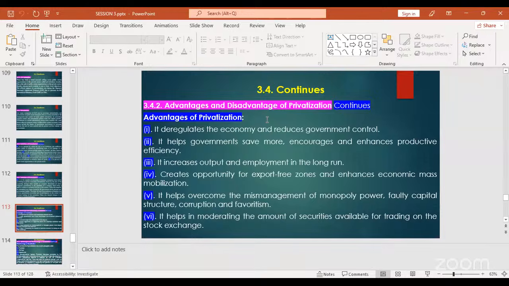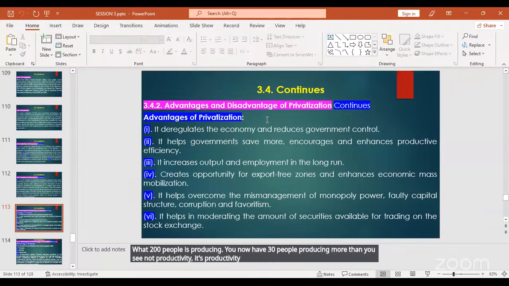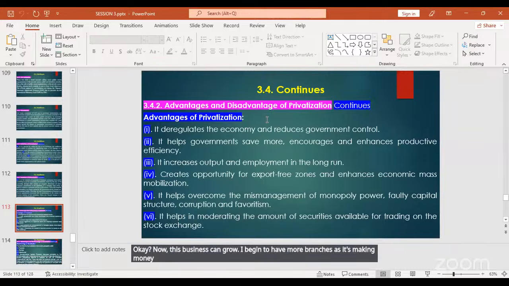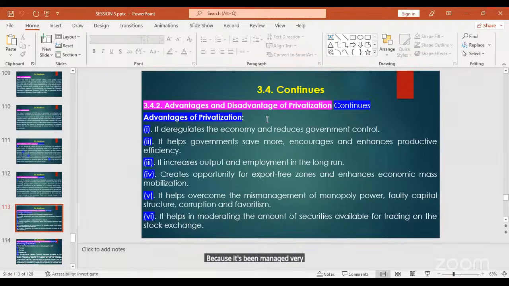What 300 people is producing, you now have 30 people producing more than it. Is it not productivity? It's productivity. Okay? Now, this business can grow and begin to have more branches as it's making money, and eventually more people are being employed because it's being managed very well. Expansion is there, and everybody is happy. The government is happy, the owners are happy, and so on. Okay?